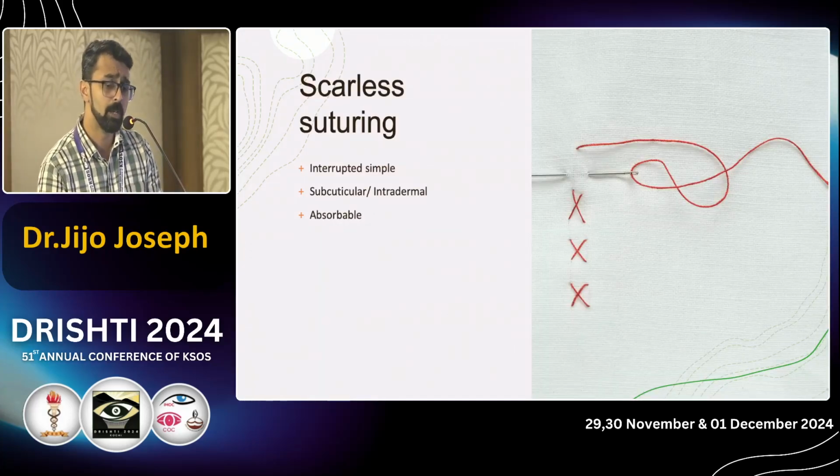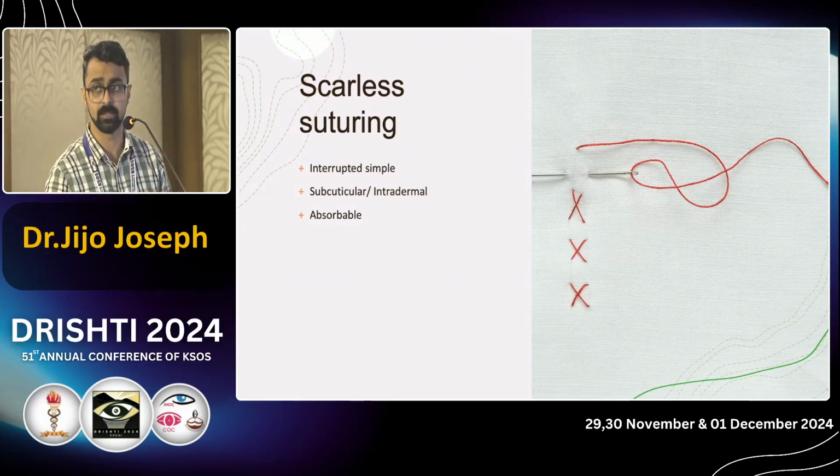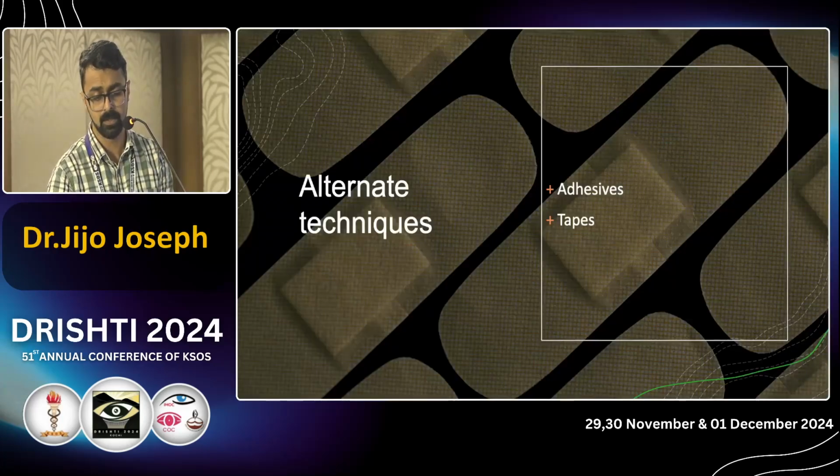Now, by scarless suturing, we mean the scar minimization techniques, or the techniques by which you can reduce the incidence of a bad scarring. Scarring is definite, but there are certain ways by which you can reduce the occurrence of scarring. So these are the types of suturing that you can use. For me, personally, it doesn't matter what kind of sutures you use. I prefer interrupted simple sutures. You could do subcuticular or absorbable as well.